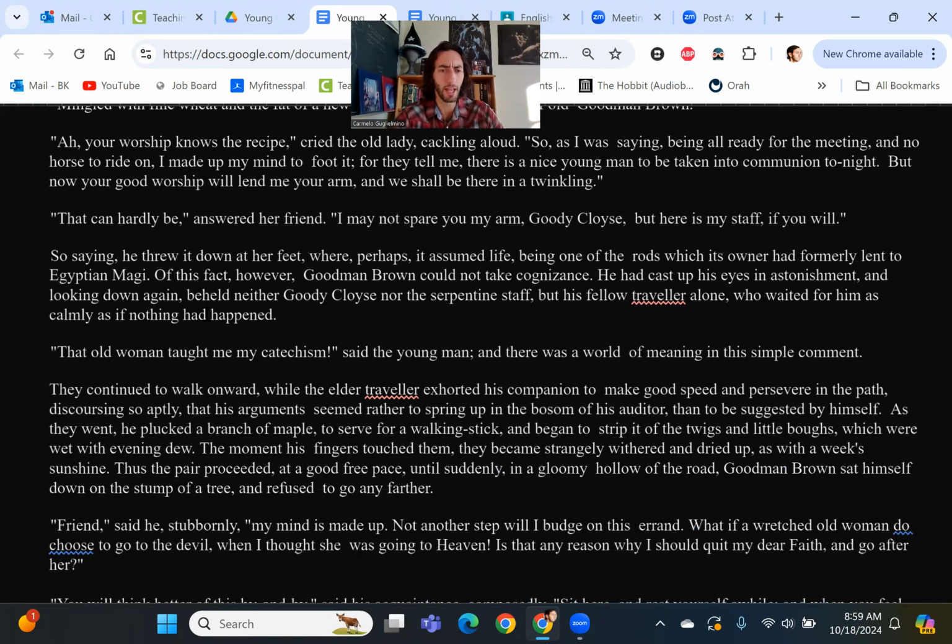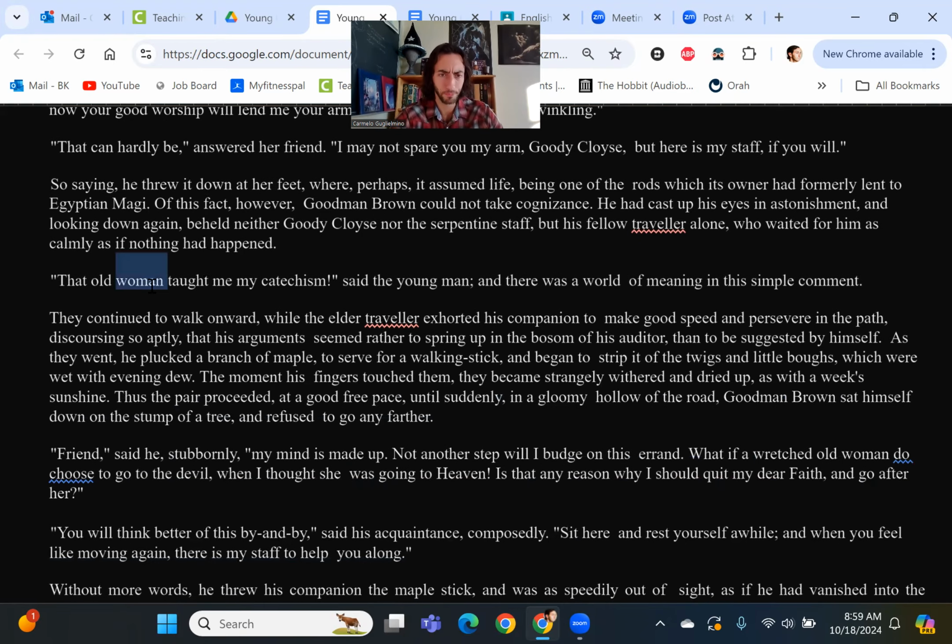And what do we get? Goodman Brown comes up out of the forest now, comes up to the traveler, the devil, and says, that old woman taught me my catechism, said young Goodman Brown, said the young man. And there was a world of meaning in this simple comment. Okay. He realizes that is essentially my catechist teacher. That is my Sunday school teacher.